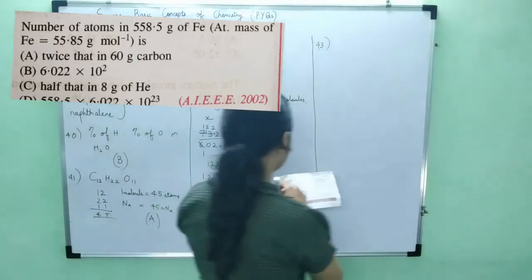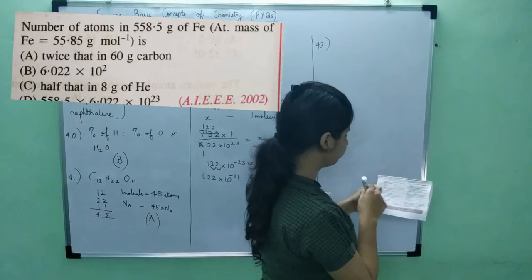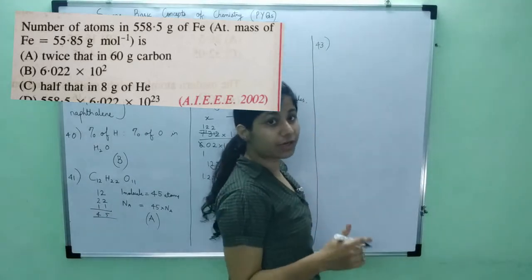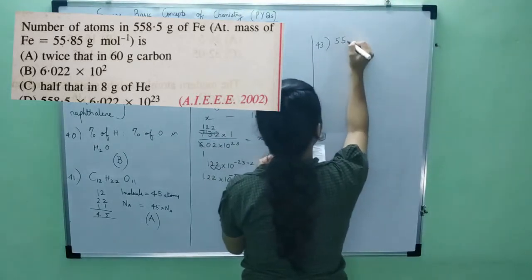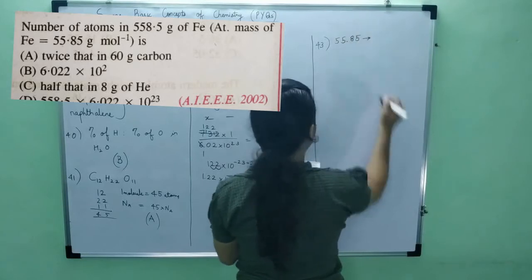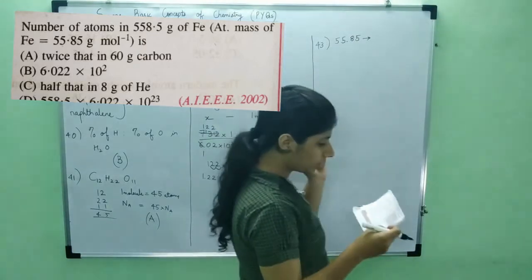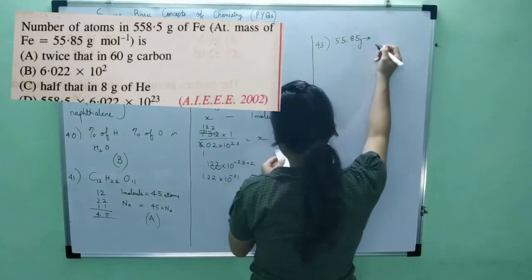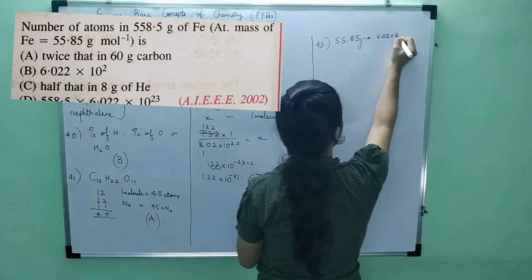Let's solve the next question. Number of atoms in 558 gram of Fe would be. Now first we'll have to find out the number of atoms in this much weight, and then we'll have to compare with the options. Now the atomic weight of Fe is 55.85. So now I have to compare the number of atoms with the weight. So 55.85 grams contains how many atoms? Avogadro number of atoms of Fe.